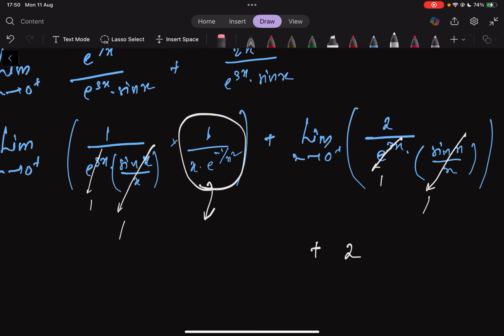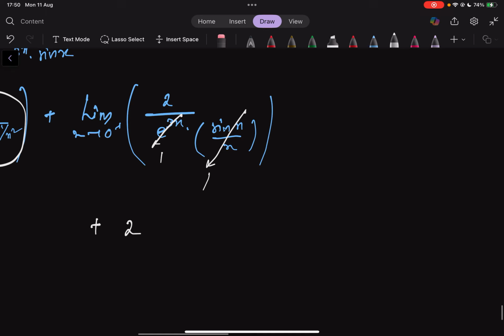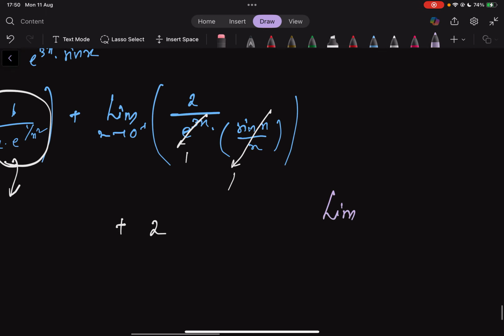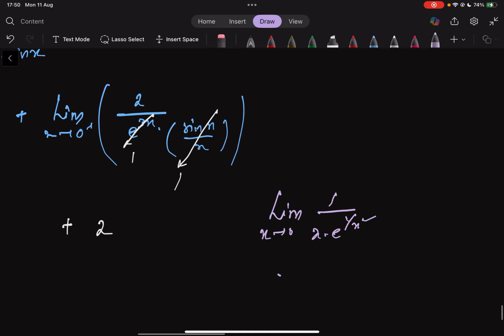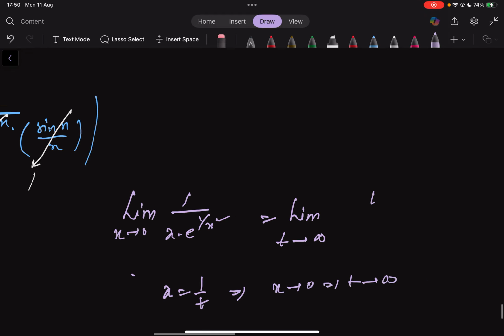Now if we consider this one, 1 by x into e to the power minus 1 by x square, it becomes e to the power 1 by x square because I have already taken it to the denominator. If we consider it separately, the limit of 1 by x into e to the power 1 by x square as x tends to 0 is the same as a limit as t tends to infinity. If I substitute x equals 1 by t, then x tends to 0 implies t tends to infinity. So it will just be t by e to the power t square.